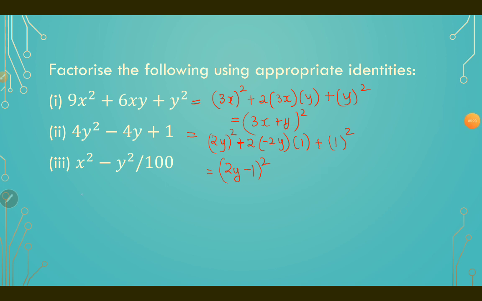This can be written as (x) the whole square minus (y by 10) the whole square. This is (x minus y by 10) into (x plus y by 10).